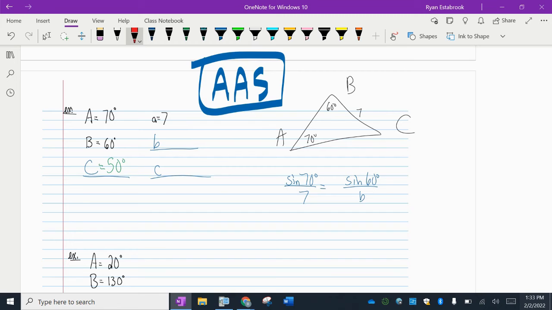Now for some of the algebra, you have fraction equals fraction. What should you do to get this thing moving? Cross multiply. B times the sine of 70 is equal to 7 times the sine of 60. One more step to get little b by itself. What would you do to both sides? Divide by sine 70. So we have 7 times the sine of 60 divided by the sine of 70.